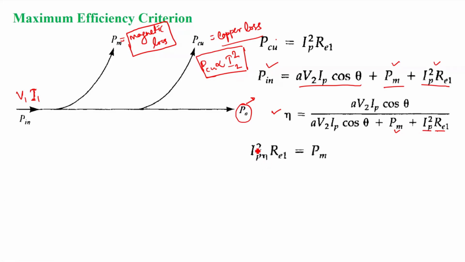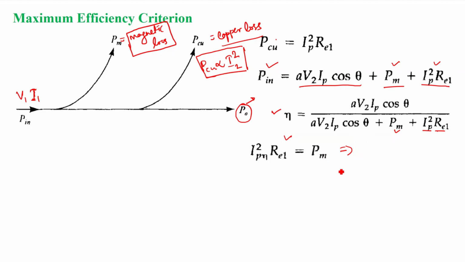Here the IP is represented as IP eta because this condition is for maximum efficiency. So therefore IP eta square RE1 equal to PM. So this condition we will find after taking the derivative and equating to 0, that is delta eta upon delta IP will be equal to 0. Just do this, we will find this equation, right, by equating to 0.